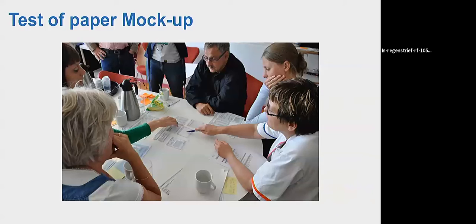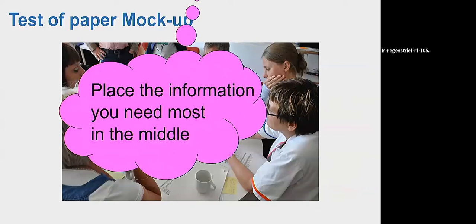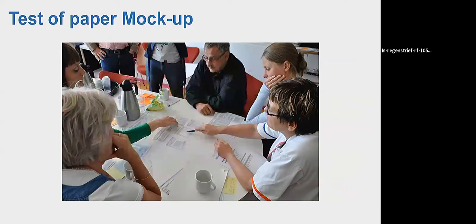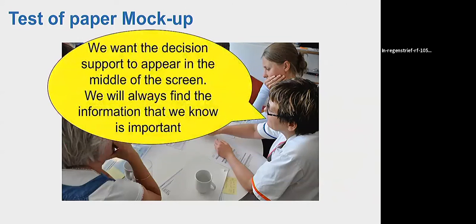And we had really looked at the good advice from Donald Norman and Jakob Nielsen and so on. So we placed the information you need most in the middle. That was our thought, that this is the right way to do it, because that's how the theoretical approach would tackle it. But it turned out when they were working on it, they said that they wanted the decision support to appear in the middle of the screen. And the more important information that they also need, they'll find because they know what they're looking for.